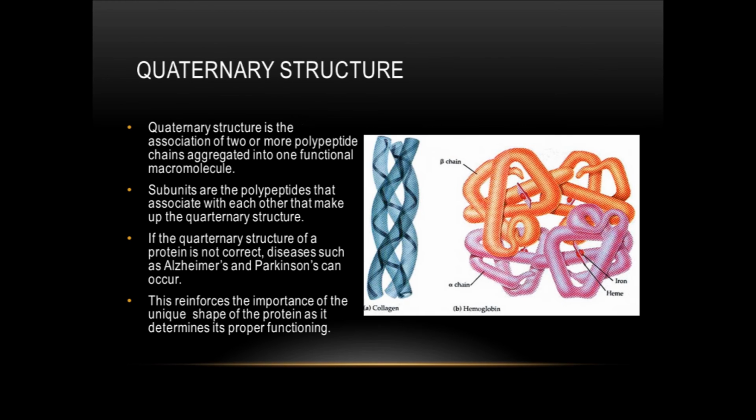The final level is called quaternary structure. Subunits are the polypeptides that associate with each other that make up the quaternary structure. If there are slight changes in this level, diseases such as Alzheimer's or Parkinson's can occur. This enforces the importance of the unique shape of the protein as it determines its proper functioning.